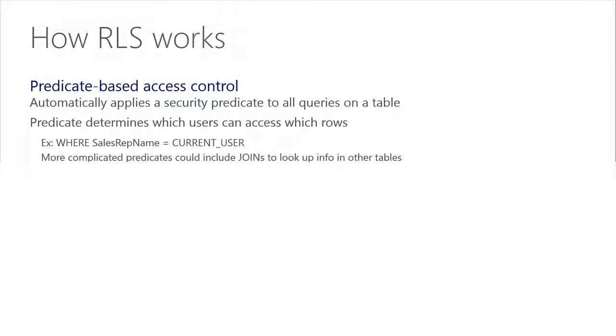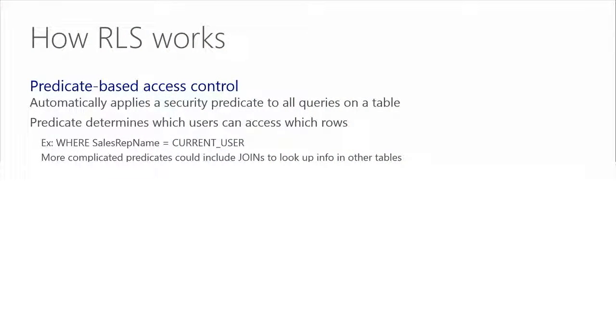So to take a really simple example, your predicate could be as simple as where a sales rep name equals the current user. And more sophisticated predicates could, of course, include joins to other helper tables to look up additional information. It's completely up to you and what your business logic requires.